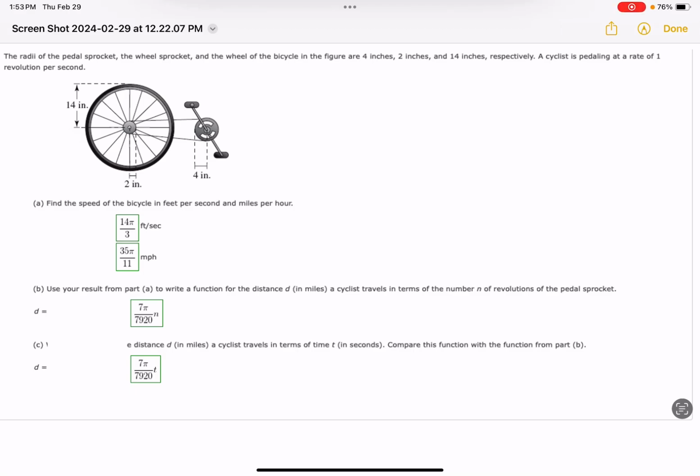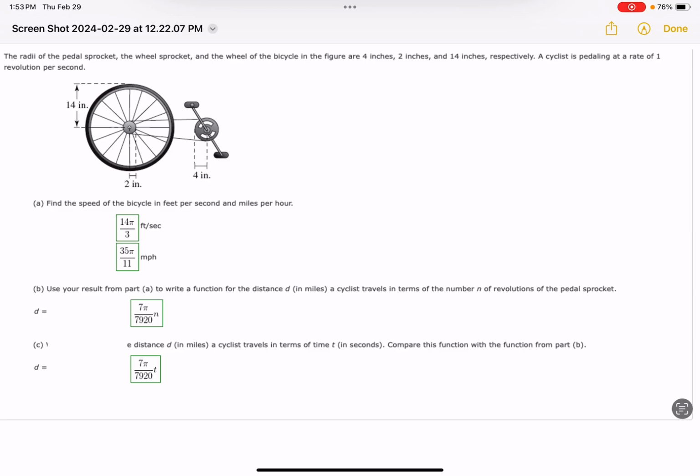Now let's start reading it. The radii of a pedal sprocket, the wheel sprocket, and the wheel of a bicycle in the figure are 4 inches, 2 inches, and 14 inches respectively. And they do give me a nice picture of this. A cyclist is pedaling at a rate of 1 revolution per second.